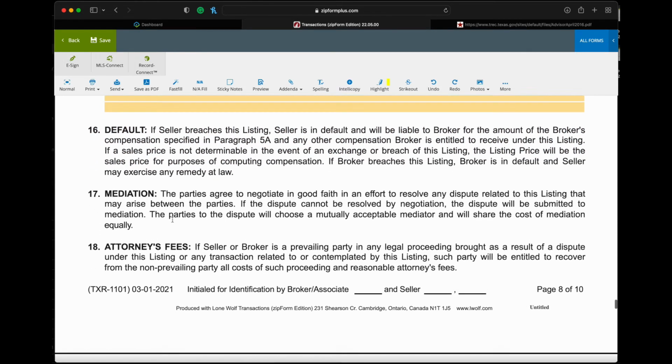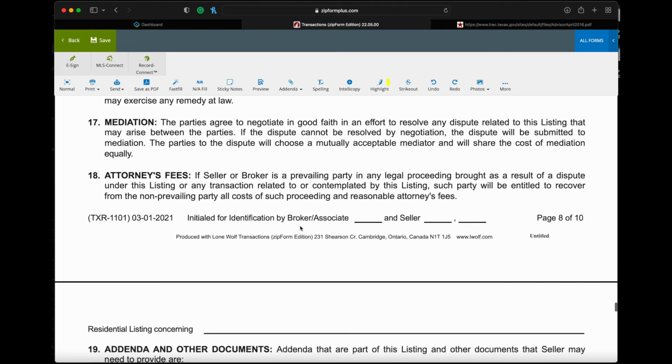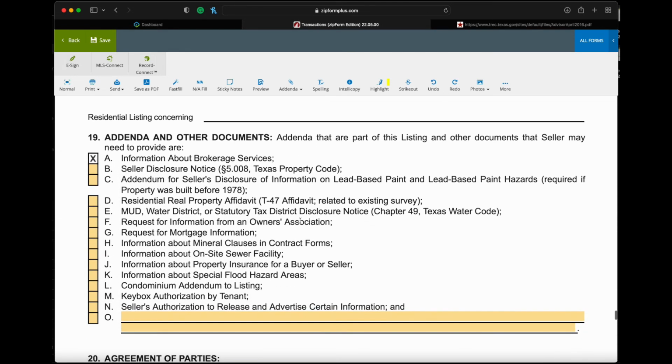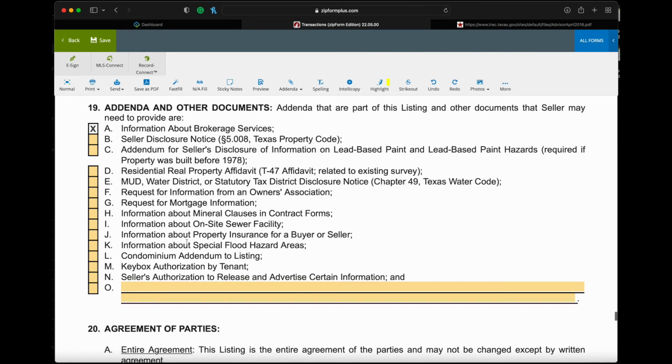Okay, mediation, your attorney's fees, things like that. This is checked by default because the law requires that you provide this information to broker services. If they do have a seller's disclosure notice already filled out, you can check all this here. You can always get that a little bit later. If there is a tenant, you need a key box authorization by the tenant, so you'll check all that stuff. Condominium, if it is a condo, all that stuff.